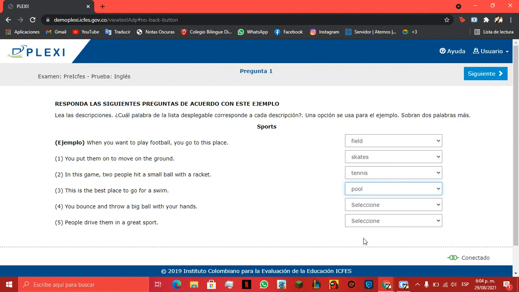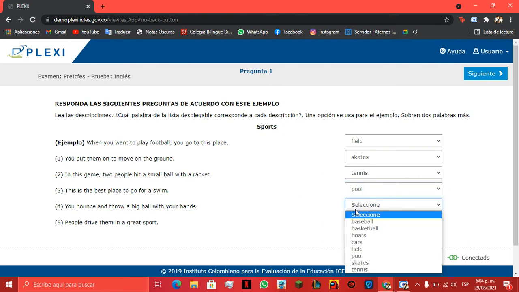You bounce and throw a big ball with your hands. So if this is an action, I think it's also related with a sport or a game. Tennis is also used... in baseball you can't bounce a ball, and also in baseball the ball is small, so I think it's basketball because you bounce it and you throw it with your hands.